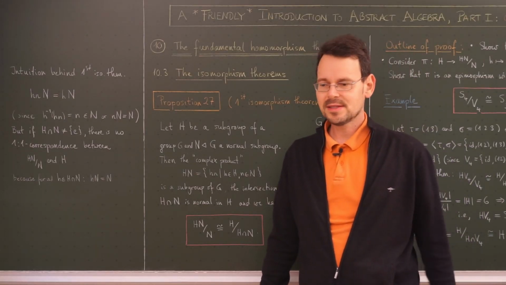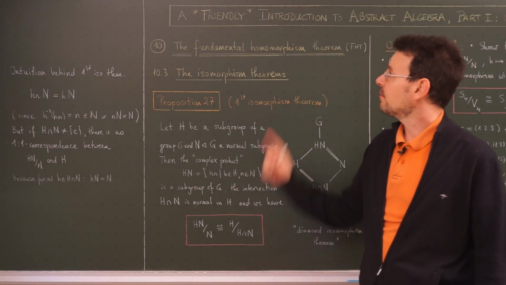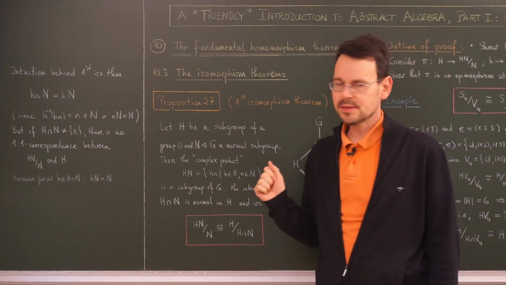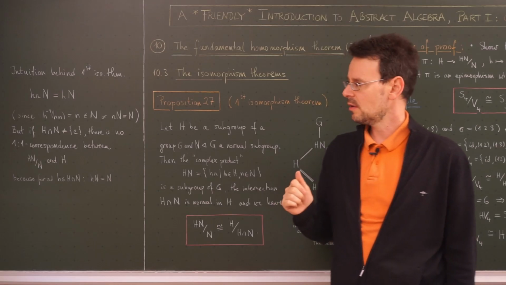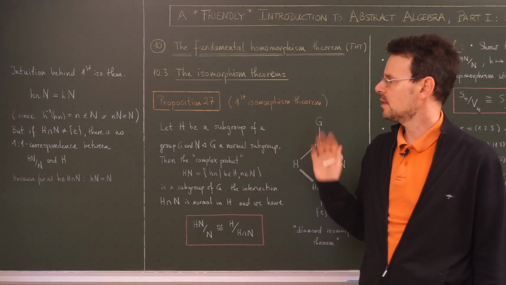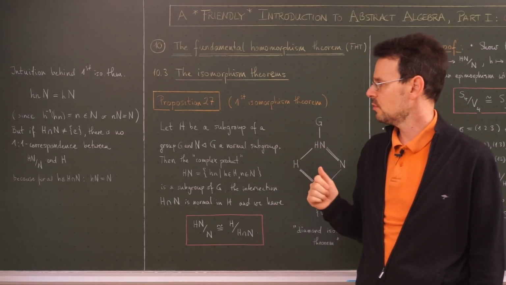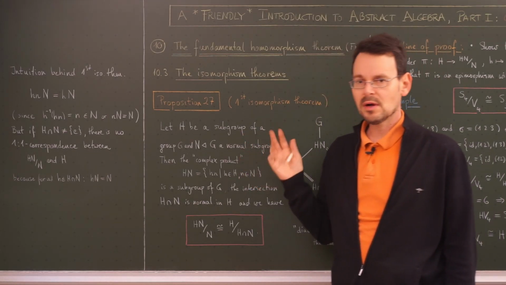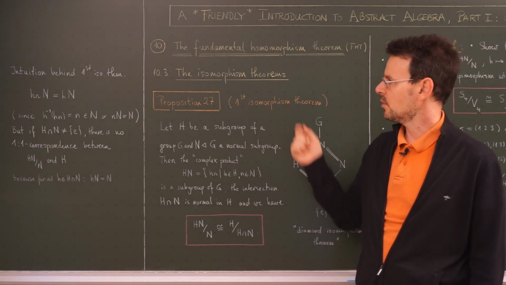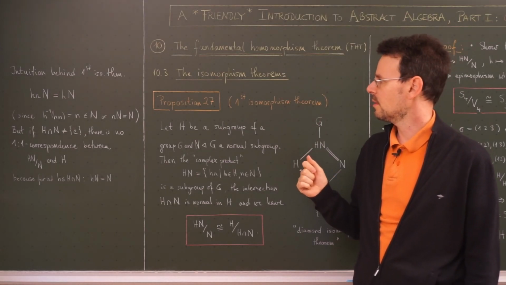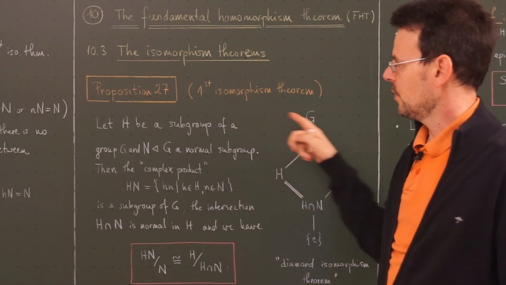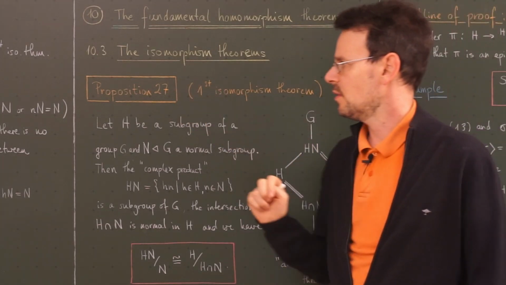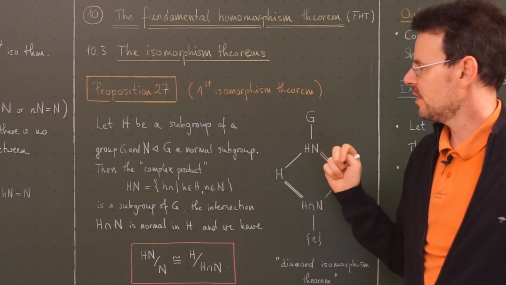Welcome to another lesson of a friendly introduction to abstract algebra. In the last videos we discussed the fundamental homomorphism theorem, and in the next one or two videos, maybe three, we are going to discuss some corollaries from it that are known as the isomorphism theorems. We start with the so-called first isomorphism theorem, which is our proposition 27.